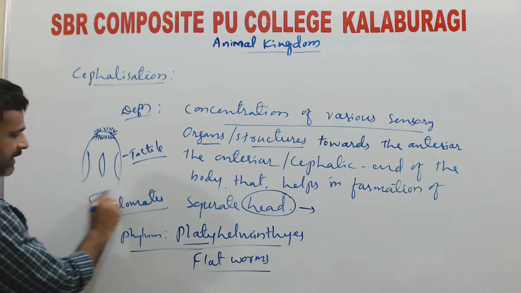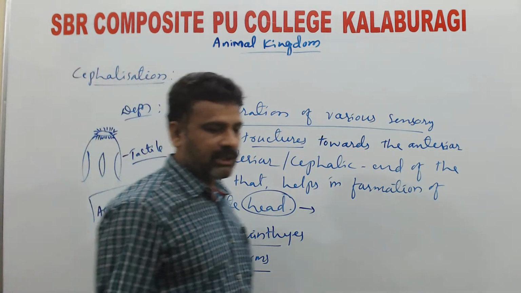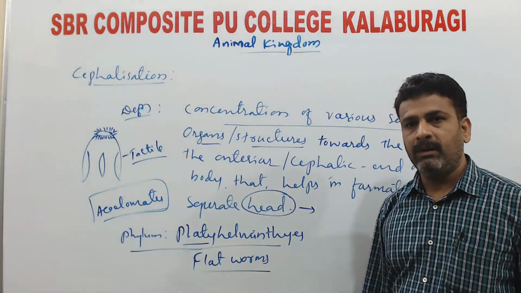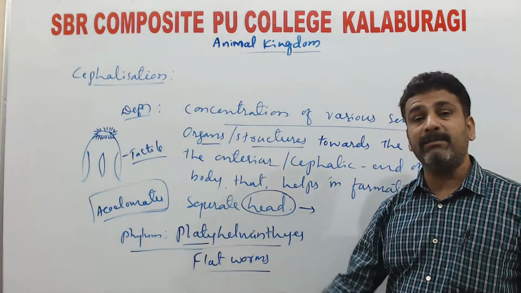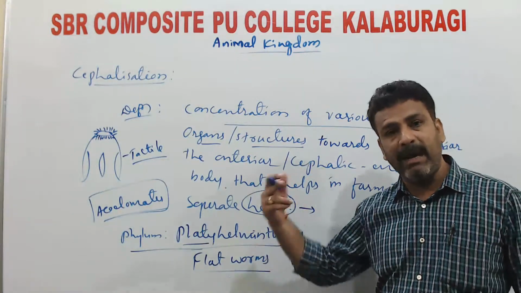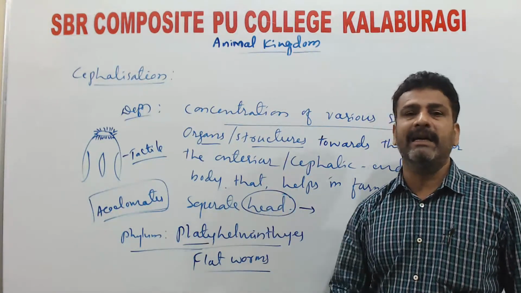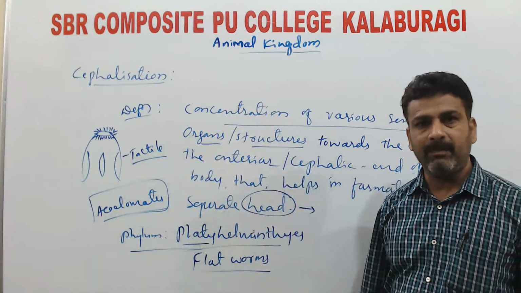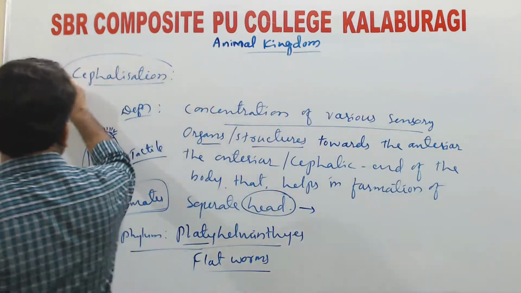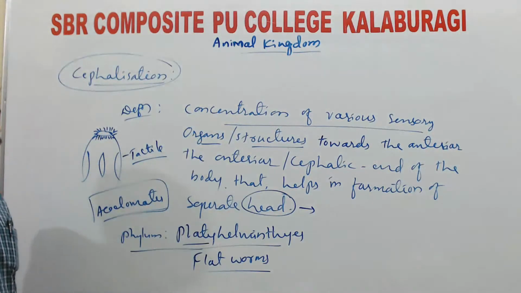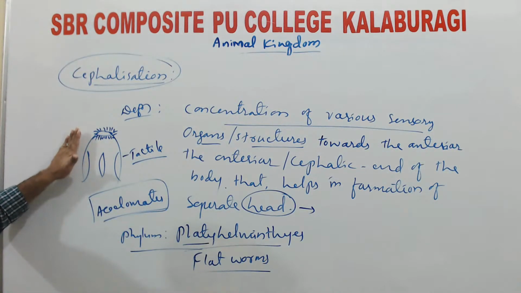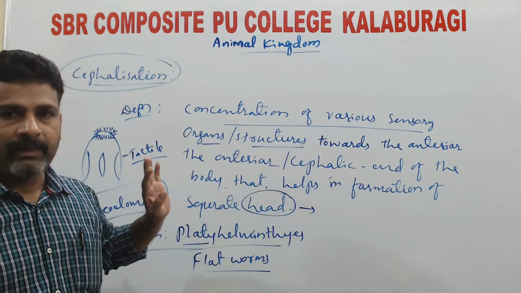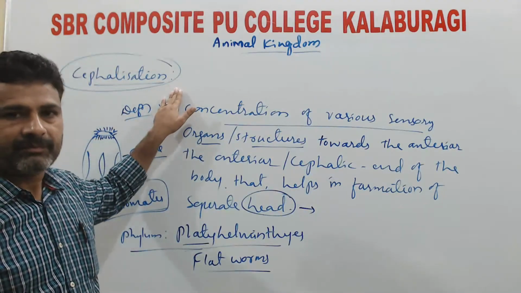Later on I will explain about the coelomic cavity. In the next class I will explain about the coelom. So these are acoelomates, but they are triploblastic organisms exhibiting bilateral symmetry and organ grade of organization, without metamerism, but they possess a definite head region with certain sensory cells or structures. That is called cephalization.